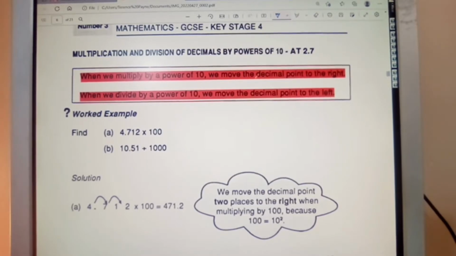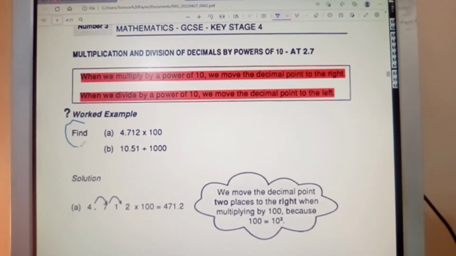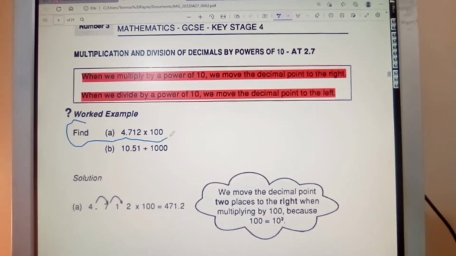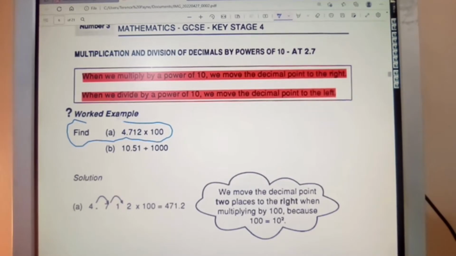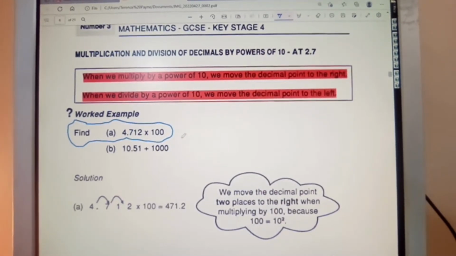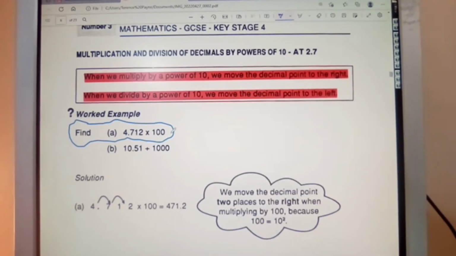Okay. Right. Worked example, multiplication and division of decimals by powers of 10, and that's where we are at. We have a worked example here, and this is the worked example we're going to look at. And what does it tell us?